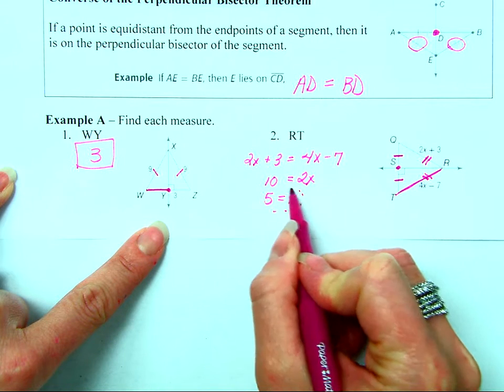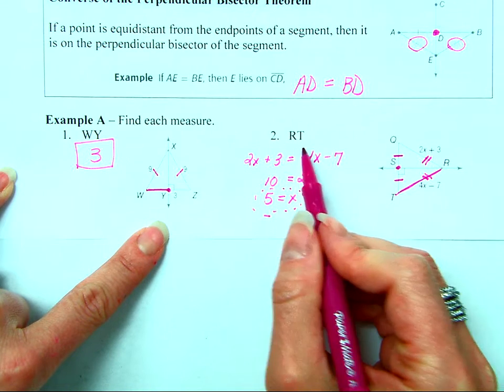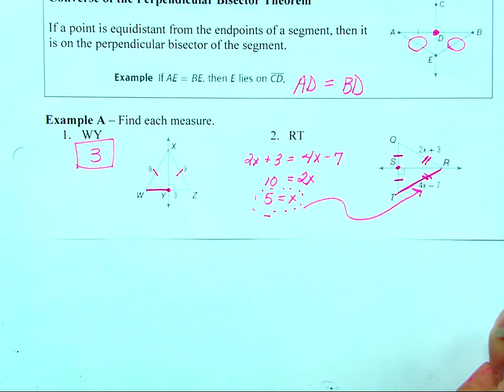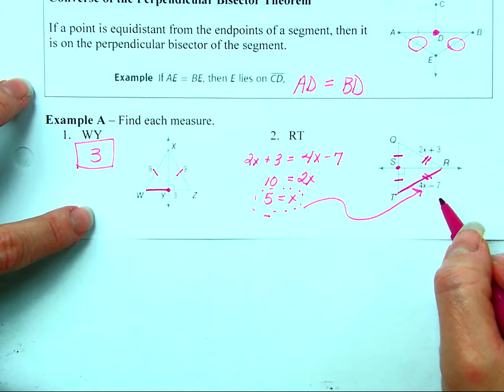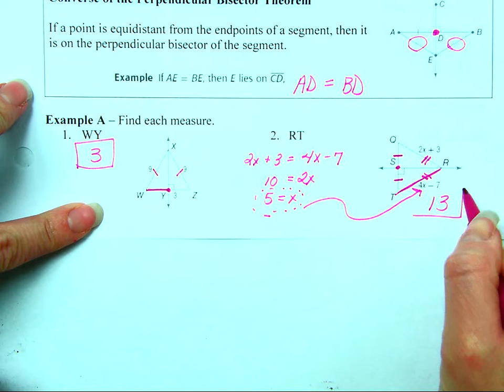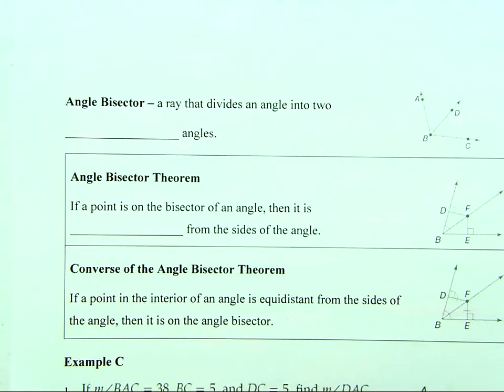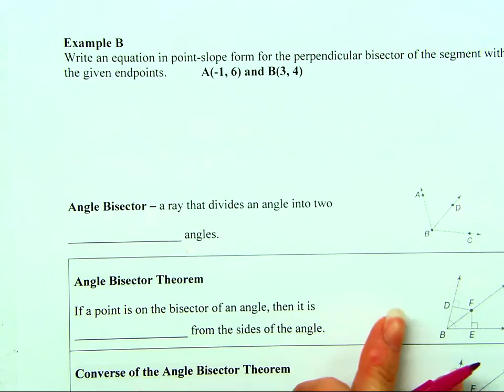Now this isn't my final answer because remember they wanted RT. So I'm going to have to take that and plug that in. 4 times 5 minus 7, and we would find that RT is 13. Taking a look at example B.